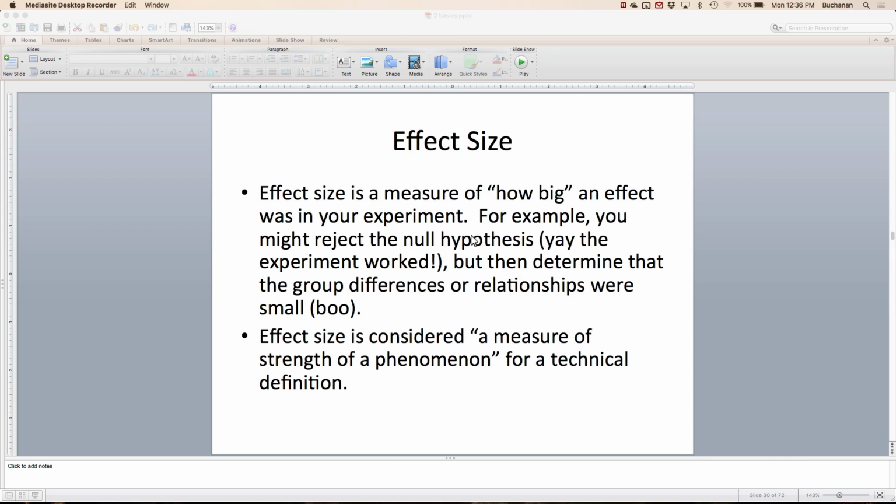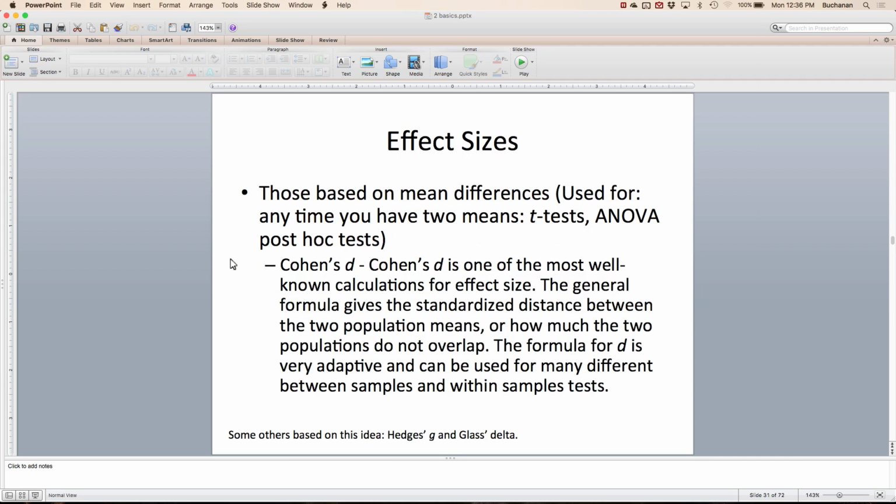Okay. There we go. So we're going to talk about a couple different types of ones, and we're going to do some of them today with another program. So there's sort of 3 big types. Those based on mean differences, which is Cohen's d is the big one. Okay. So you'll use this anytime you have 2 or more means, t-tests, ANOVAs, post-hocs. Okay. And Cohen's d is the most popular thing that you'll see.